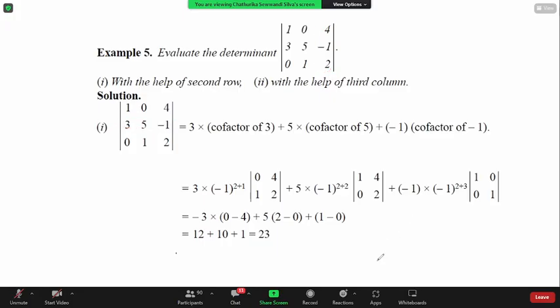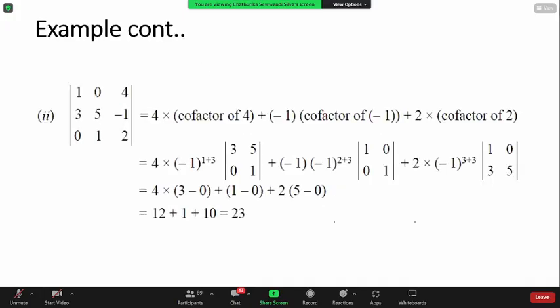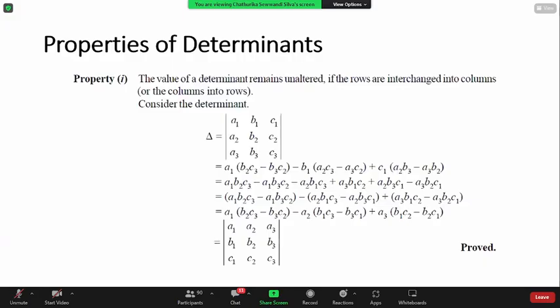So I hope all of you have checked that you will get the same answer, although you use the second row or third column to find the determinant. You should get the same answer. So this is the answer when you calculate the determinant with respect to the final row or the final column, third column. 4 times cofactor of 4, cofactor of -1, cofactor of 2. 23 again. Right.